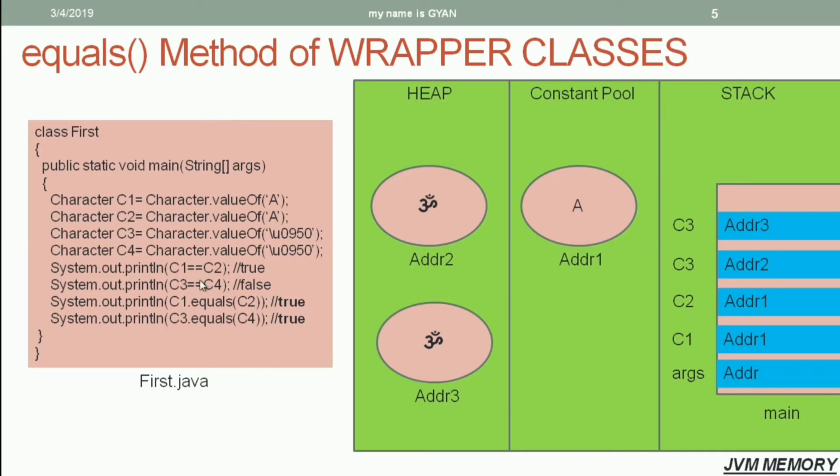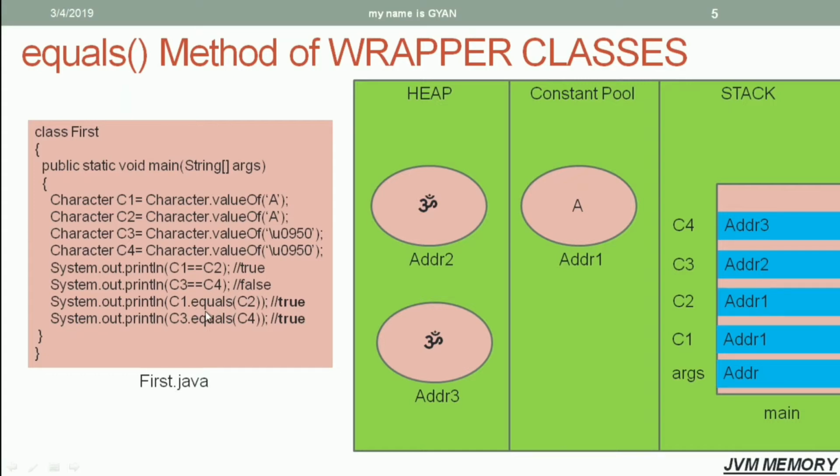Then we are checking if C1 is equal to C2 by using the double equals operator. Yes, C1 and C2 are equal. Their contents are equal. That's why in this case the program will print true. Again we are checking if C3 is equal to C4. No, they are not equal. C3 is not equal to C4. That's how in this case the program prints false.